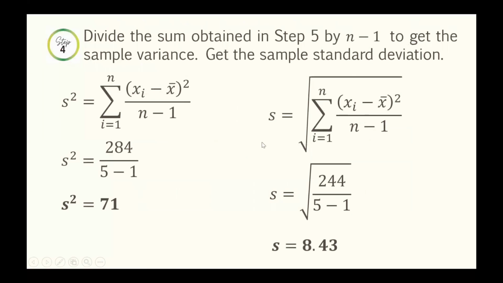Applying the formula in step number 5, we have the numerator, yung total sa third column, which is 284, and then yung nasa denominator, that is n minus 1. Yung n mo is the number of observations, since there are 5 numbers in the data. So 5 minus 1. Using your calculator, 284 divided by 4 is 71. 71 is s squared, or the sample variance. The sample standard deviation is the square root of the variance.